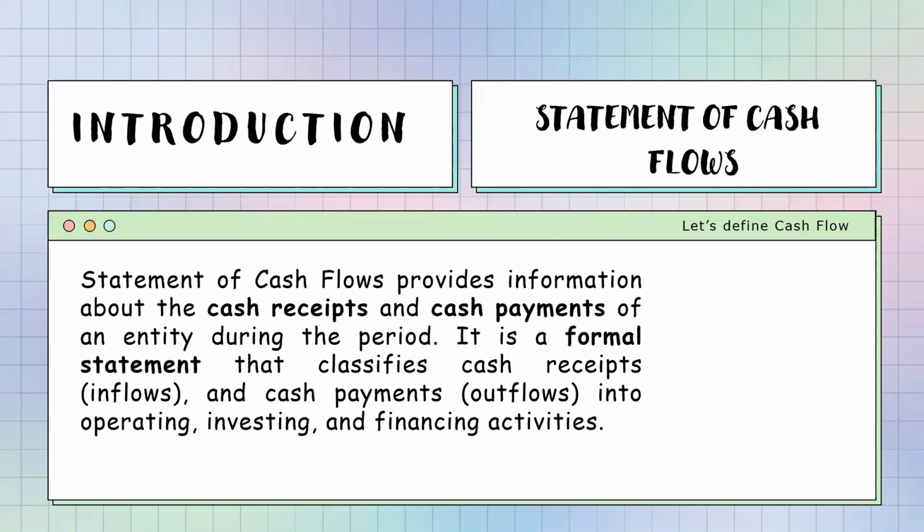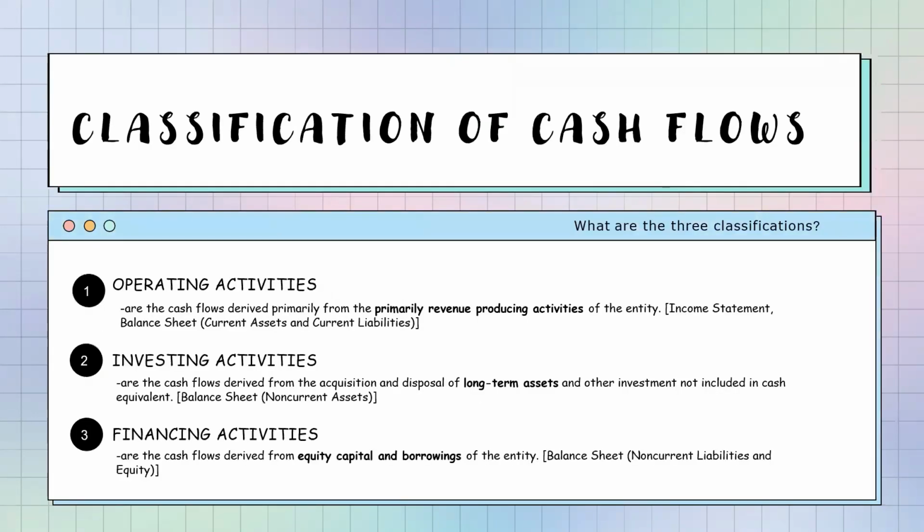So, pag sinabi nating inflows, ito yung pagpasok ng pera sa kumpanya. And then, pag sinabi namang outflows, ito yung paglabas ng pera sa kumpanya. So, whether inflow or outflow, ika-classify natin yung mga transactions natin that involves cash into operating, investing, and financing activities. So, move na tayo sa classifications of cash flows. So, we have three classifications: the operating activities, investing activities, and financing activities.